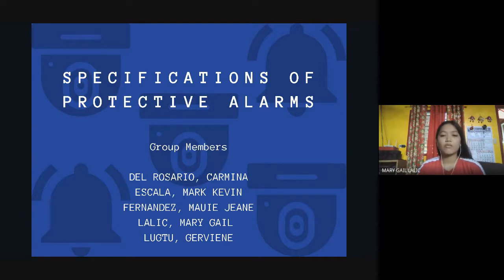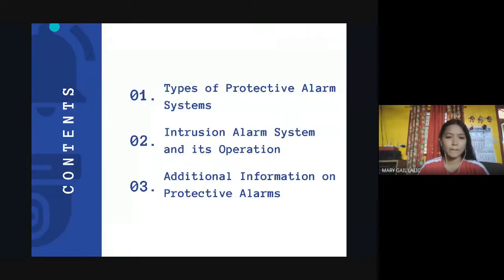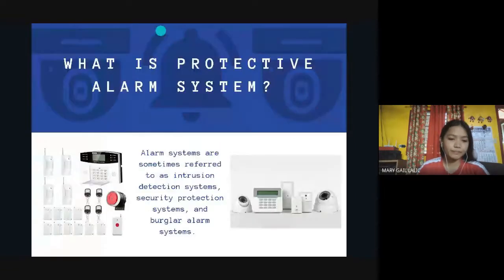And before we move on to the actual topic, let me give a brief overview of the contents for our report. Next, please. First, the types of protective alarm systems. Second, intrusion alarm system and its operation. Third, additional information on protective alarms. Now, we shall begin with the report.